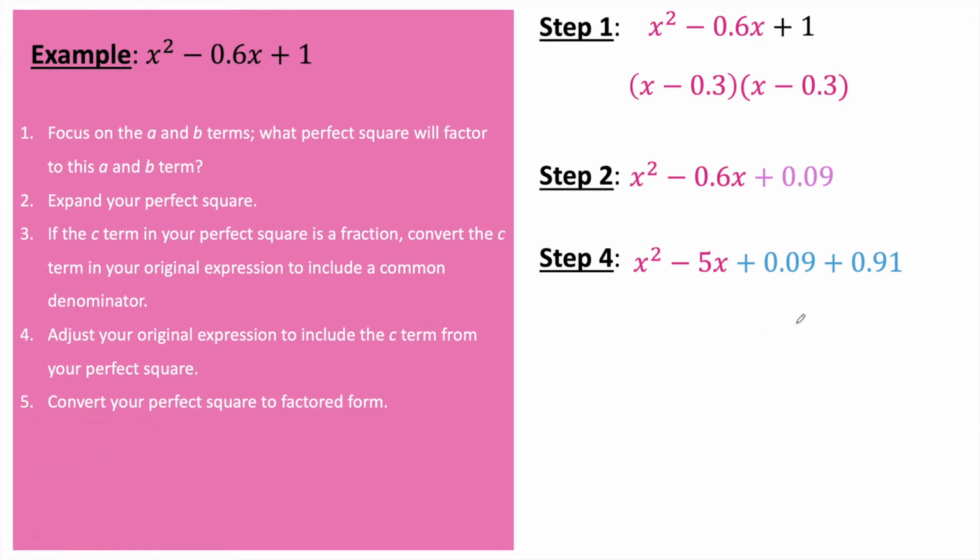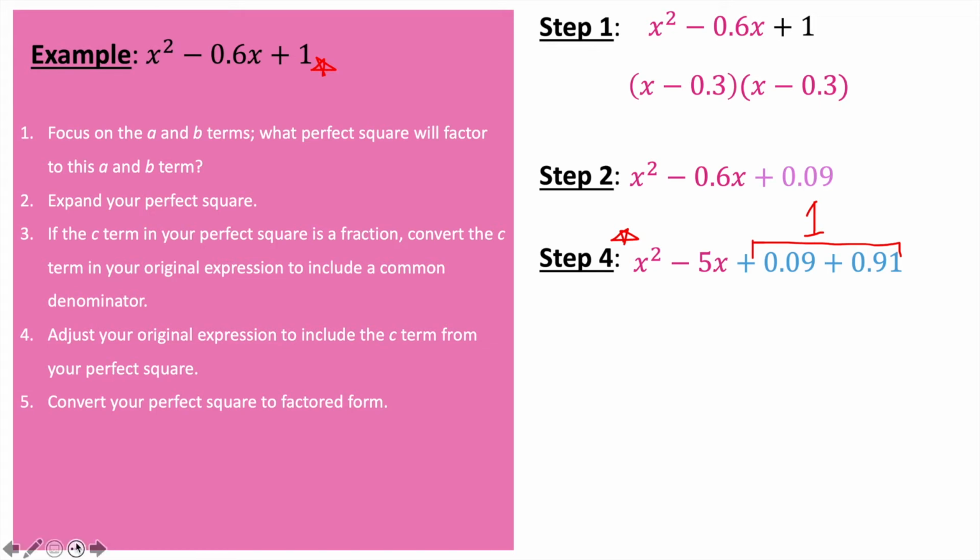Notice that my two constants in step 4 are equal to 1. This expression is the exact same thing as this expression here. We simply wrote 1 as 0.09 plus 0.91. And I knew that these were the two numbers I wanted to add because the c term in my perfect square here in step 2 was 0.09.